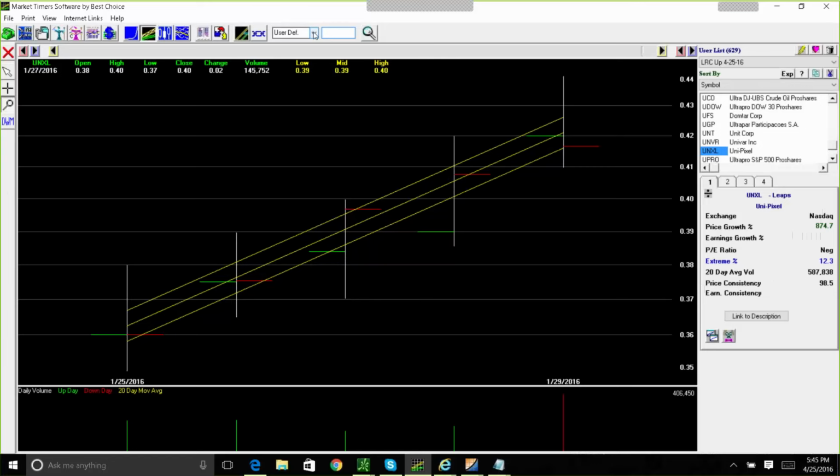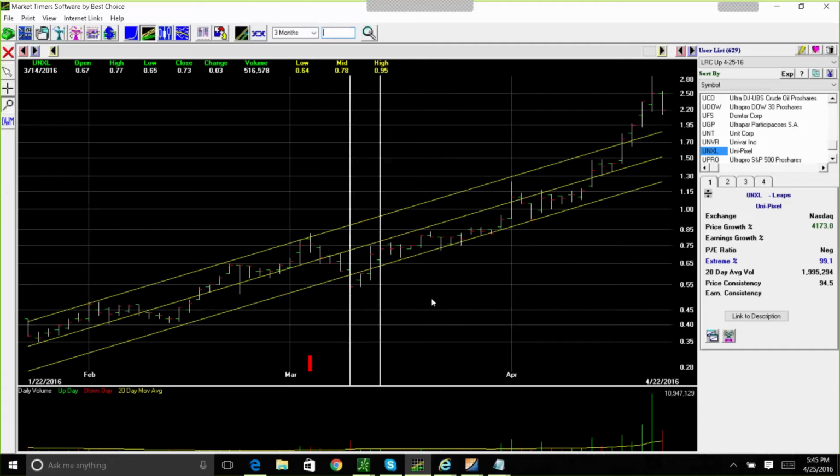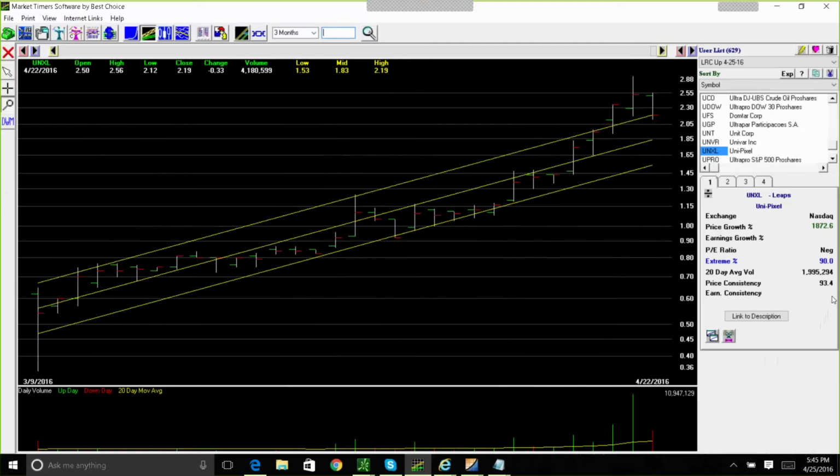So again, if I come back to the 3-month charts and just start here, price consistency is very high. It's over 90%, and the price growth percent is 1872. So this is very typical of the sort of things that I'm looking for. I go to the top of the list.